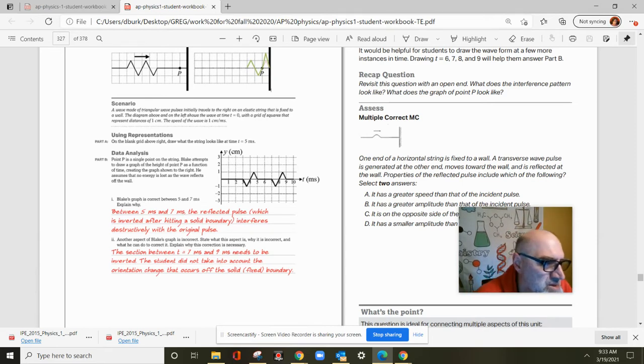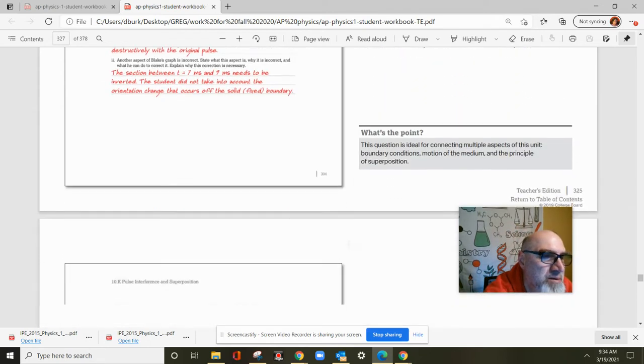The section between 7 and 9 milliseconds needs to be inverted because it's an inverted pulse, the orientation change that occurs off the solid fixed boundary. Okay, that makes sense.